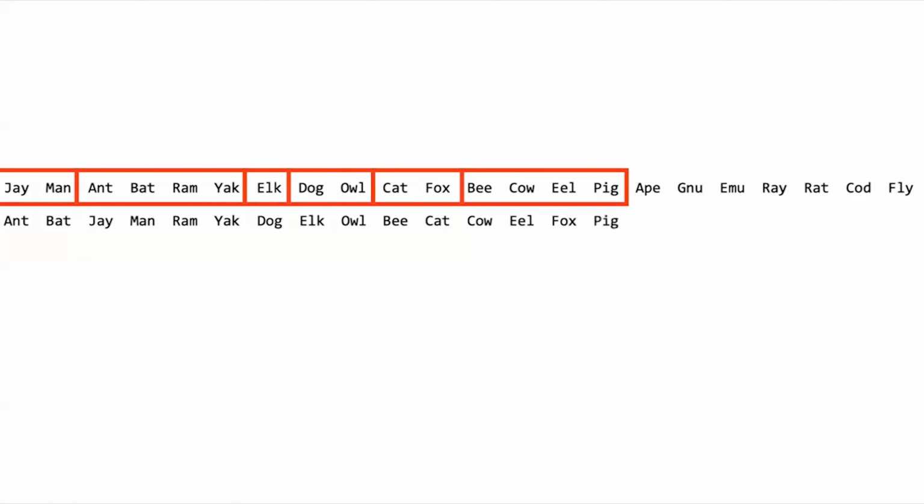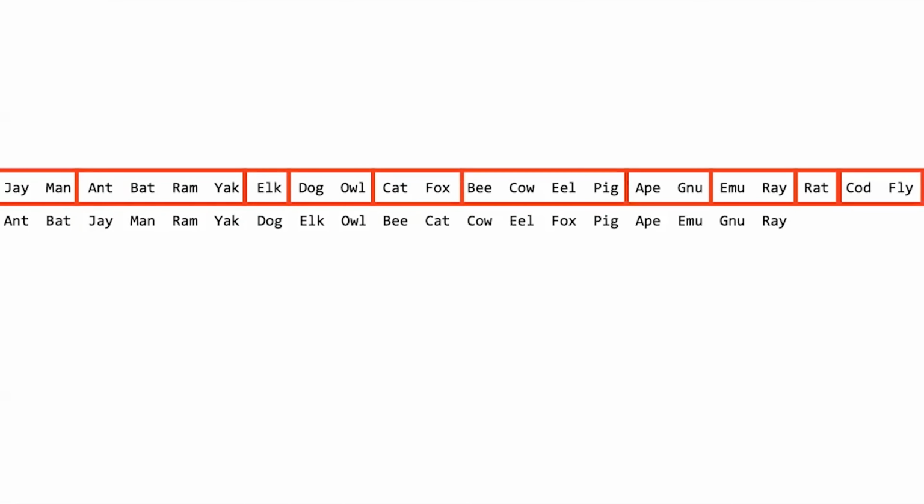Okay, next, ape, gnu, yes. Emu, ray, but not rat, okay. Smallest is ape, and then emu, and then gnu, and then ray, okay. Rat, and then cod, nope, just rat. And then cod and fly, they're in order, okay. Of these 2, cod goes first, and then fly, and then rat. Okay, I have finished a pass.